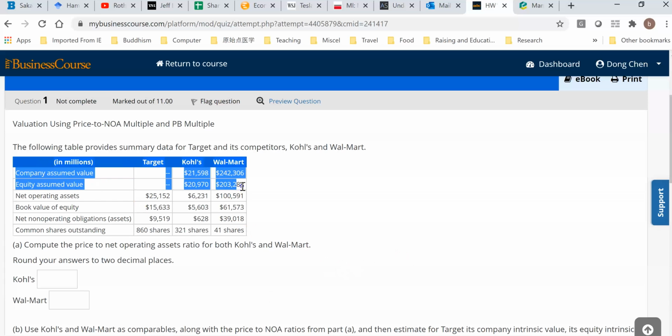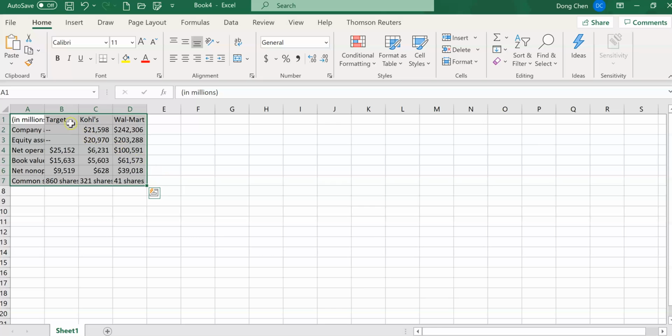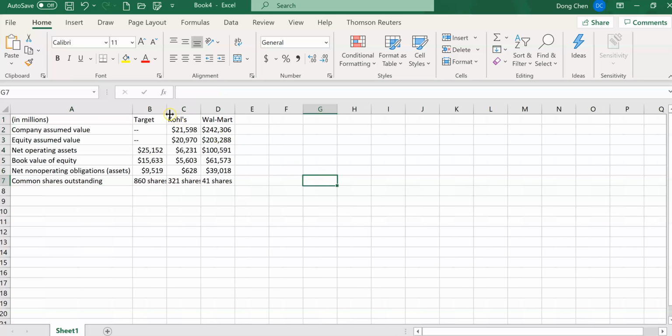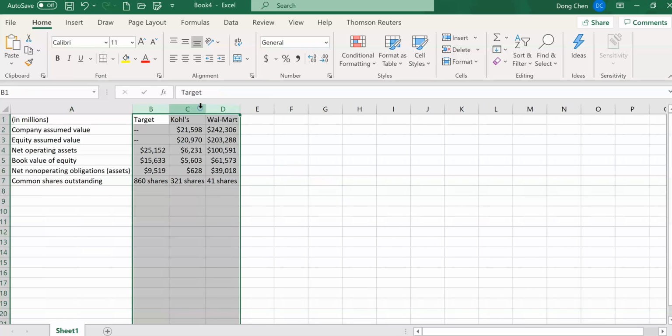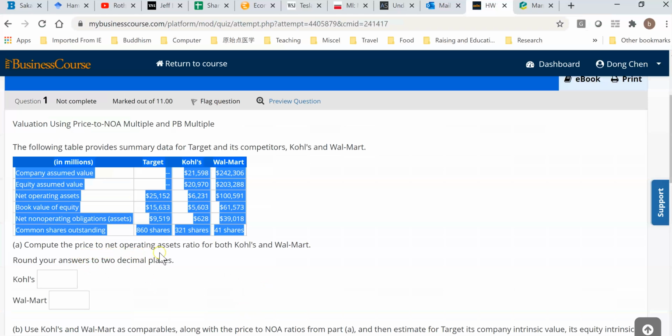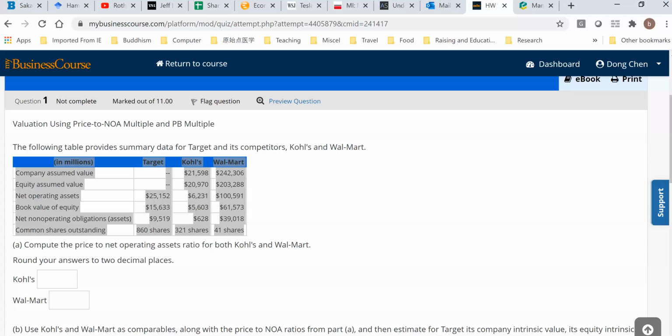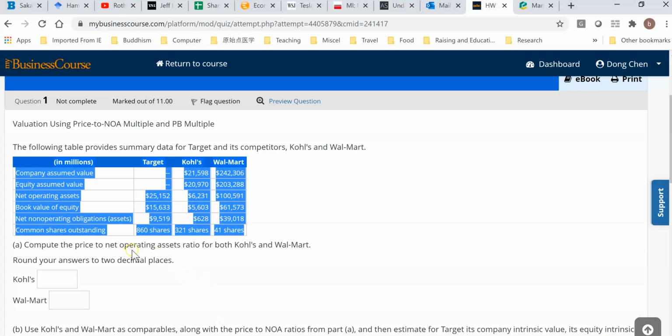So let me first copy this table to my Excel sheet to facilitate the calculation. I copy it with paste special as text, and then you can see we have the numbers on our Excel sheet. The first part of the question is to compute the price to net operating assets. Price to net operating assets is not very precise. We should use the intrinsic value of the company, or the assumed company value, divided by the net operating assets.